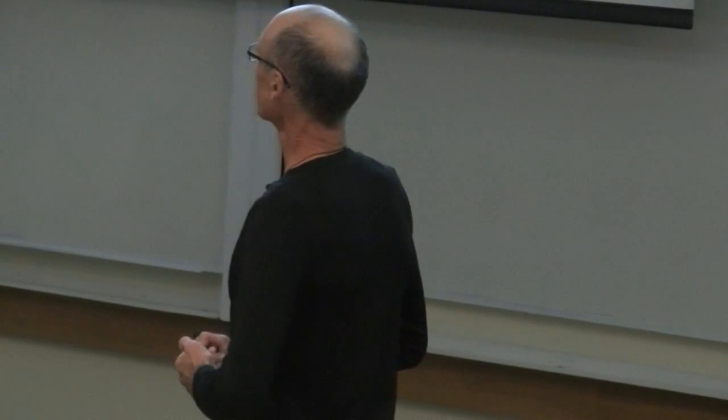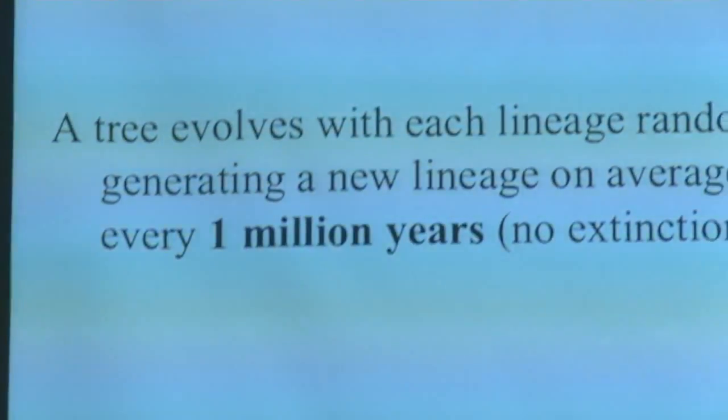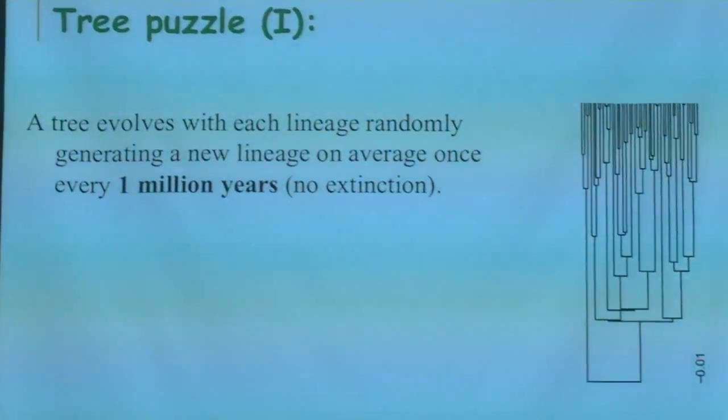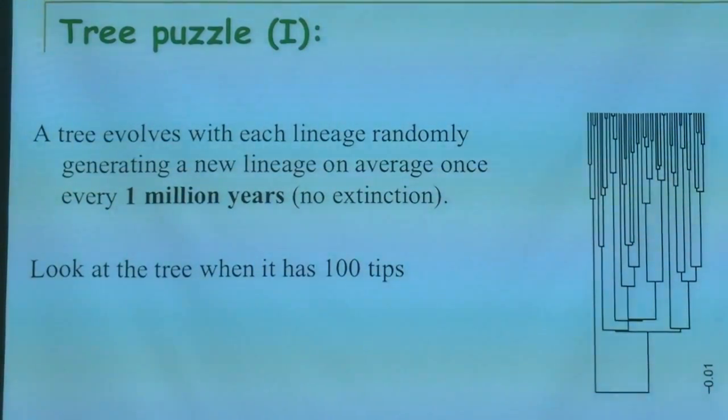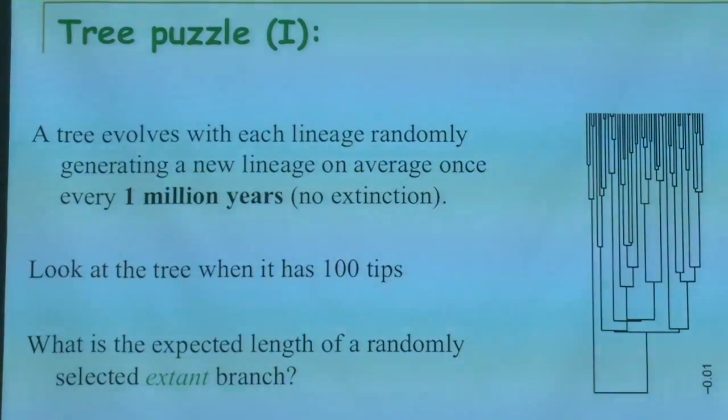So there's some puzzles in this talk. A tree evolves with each lineage randomly generating a new lineage on average once every 1 million years. Let's forget about extinction for the time being. Let's look at the tree when it's got 100 leaves. What is the length of a randomly selected extant branch? What's an extant branch? It's a branch that's still live. So this is where we've looked at it here. It's got 100 leaves. If I choose one of those, what's the expected length of it?